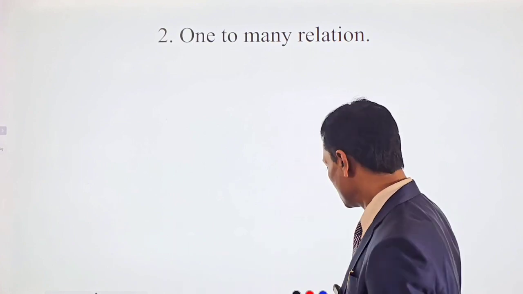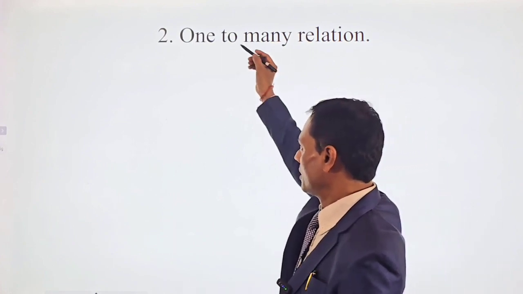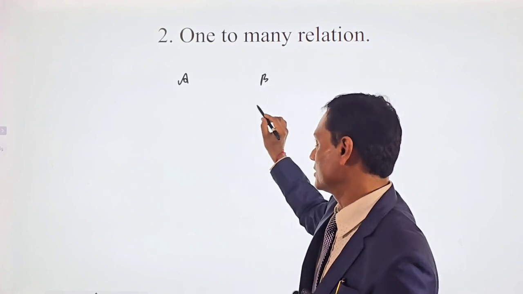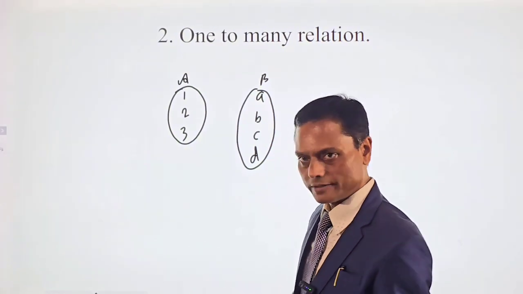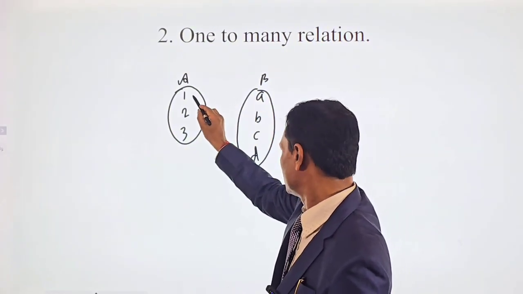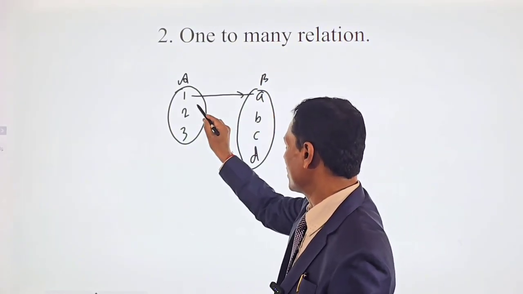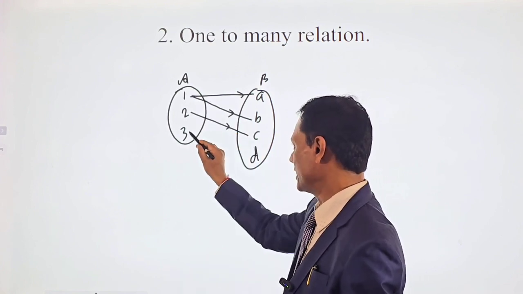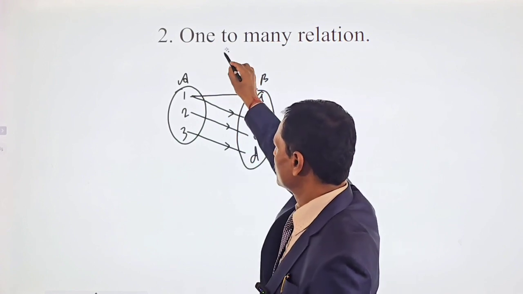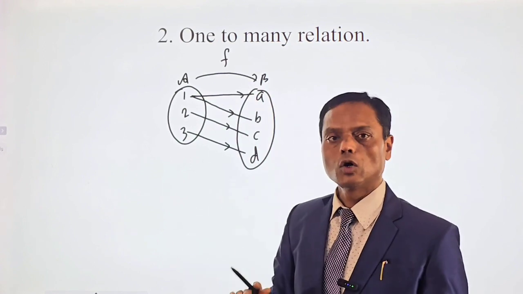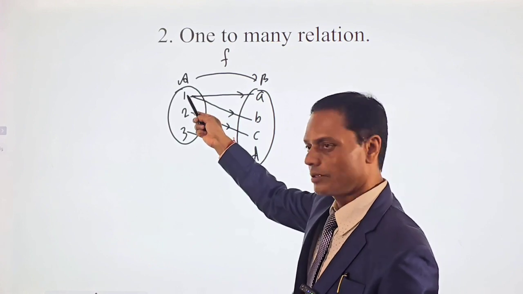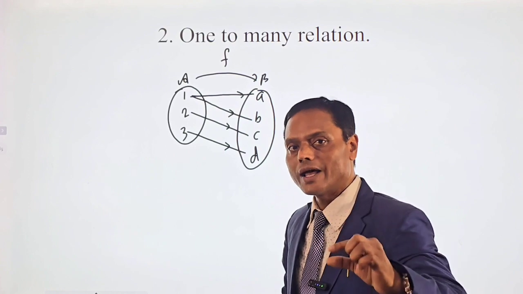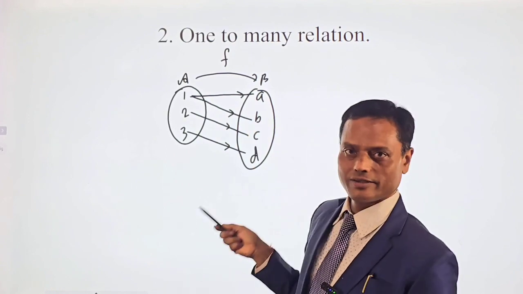One-to-many relation, right? So let's understand it by an example. We have A and B, that is the set of the domain and the set of the codomain. So here let 1 be mapped to A and 1 is mapped to B as well, right? 2 is mapped to C and 3 is mapped to D. So such type of relation is called one-to-many. We can see that one element of the set A is mapped to more than one element of the set B. So it is a one-to-many, right?